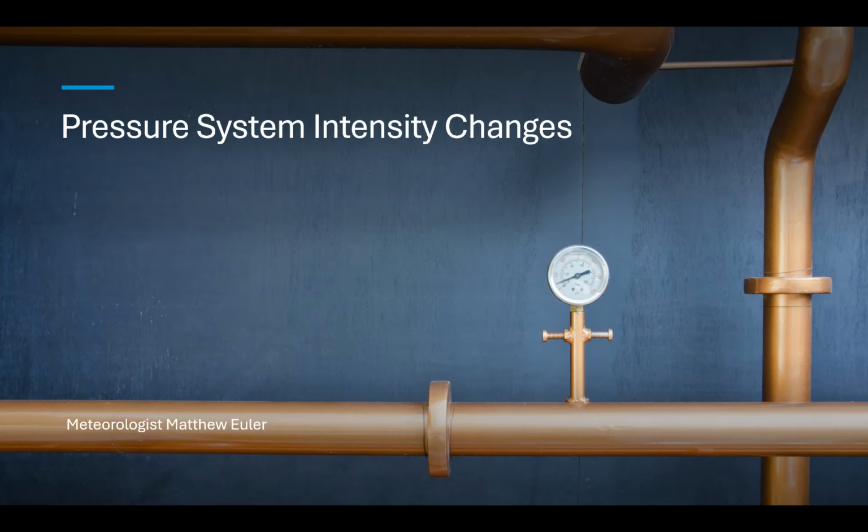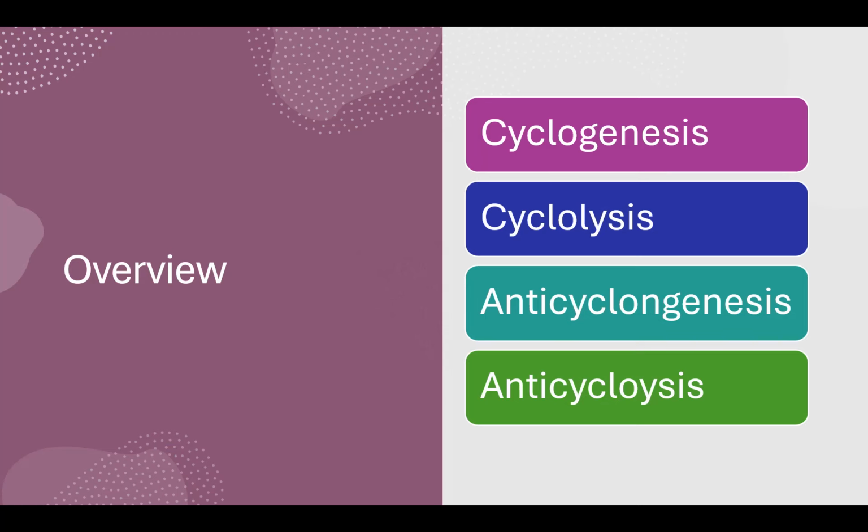This training video, we are going to cover the topic of pressure system intensity changes. For today's overview, we're going to look at four main processes involved in mid-latitude cyclones as well as mid-latitude anticyclones. These terms are called cyclogenesis, cyclolysis, anticyclogenesis, and anticyclolysis.